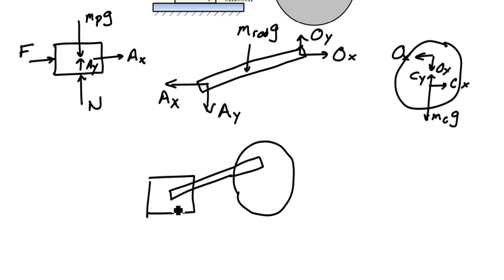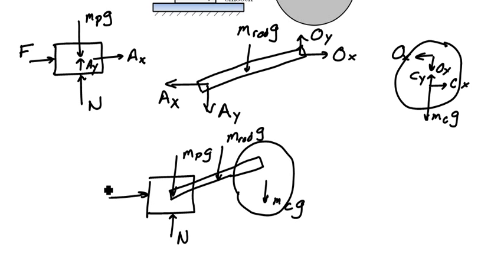So we'll still have all the weights, so we'll still have MPG, and we'll have mrod times G, and we'll have MC times G. And we need the normal force, which constrains the piston. We need the applied force, which is acting on the piston, and we're going to need the reaction forces at point C, which anchor this thing to ground. So we'll have CX and CY respectively. And with that, we should be good to go. Best of luck as you validate your free body diagrams.